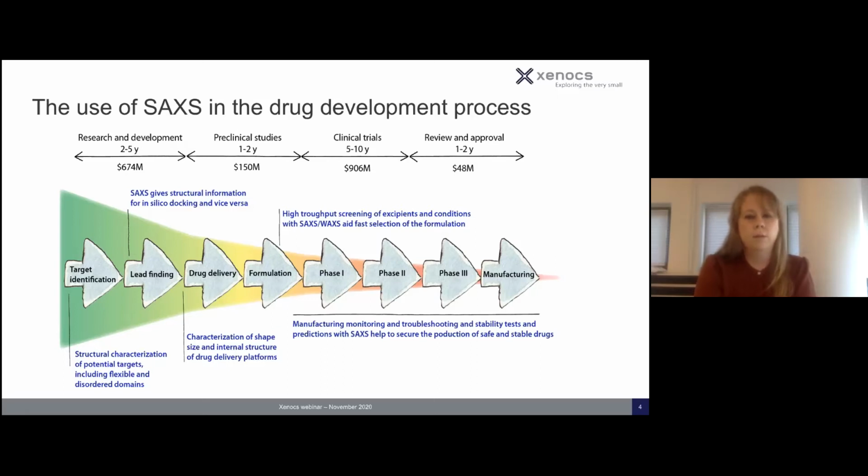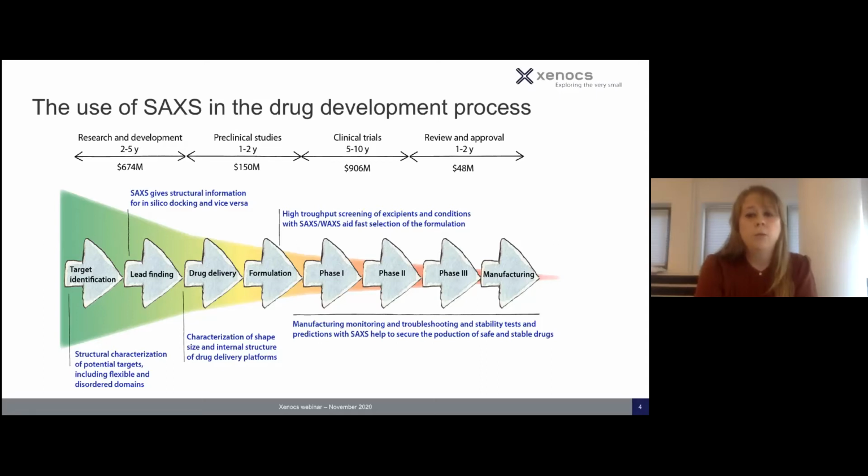Then lead finding starts, and in this phase, they start finding which moieties or molecules can interact with the targets. After this is decided, we go on to drug delivery. So the platform is decided that can bring these active molecules to the site in the body where they're needed. And then the formulation stage, the exact combination of all the components of the drug are thrown together. After this, the clinical phases start, in which the medicine is tested in humans, and there's manufacturing.